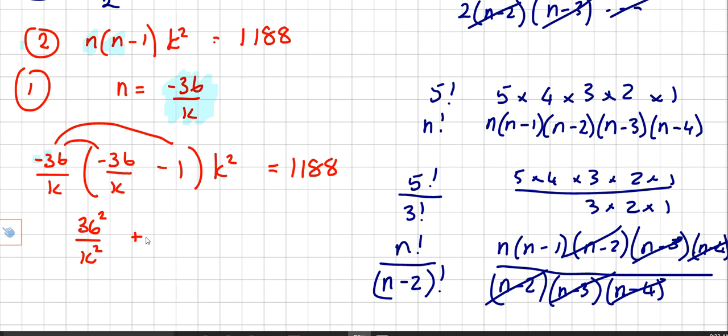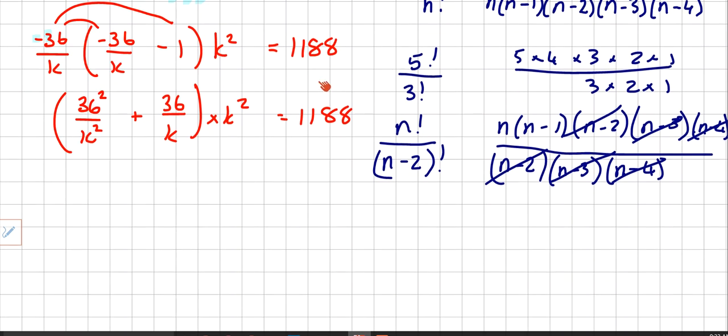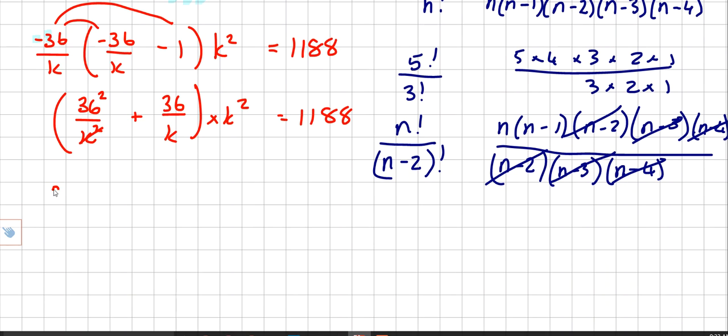Same here, look, that would be plus 36 over k. We have to multiply through by k squared. Alright? So what do we get? Times k squared gets rid of that one. So we've got 36 squared. And then we've got 36k squared over k gives me just 36k. And that equals 1188.